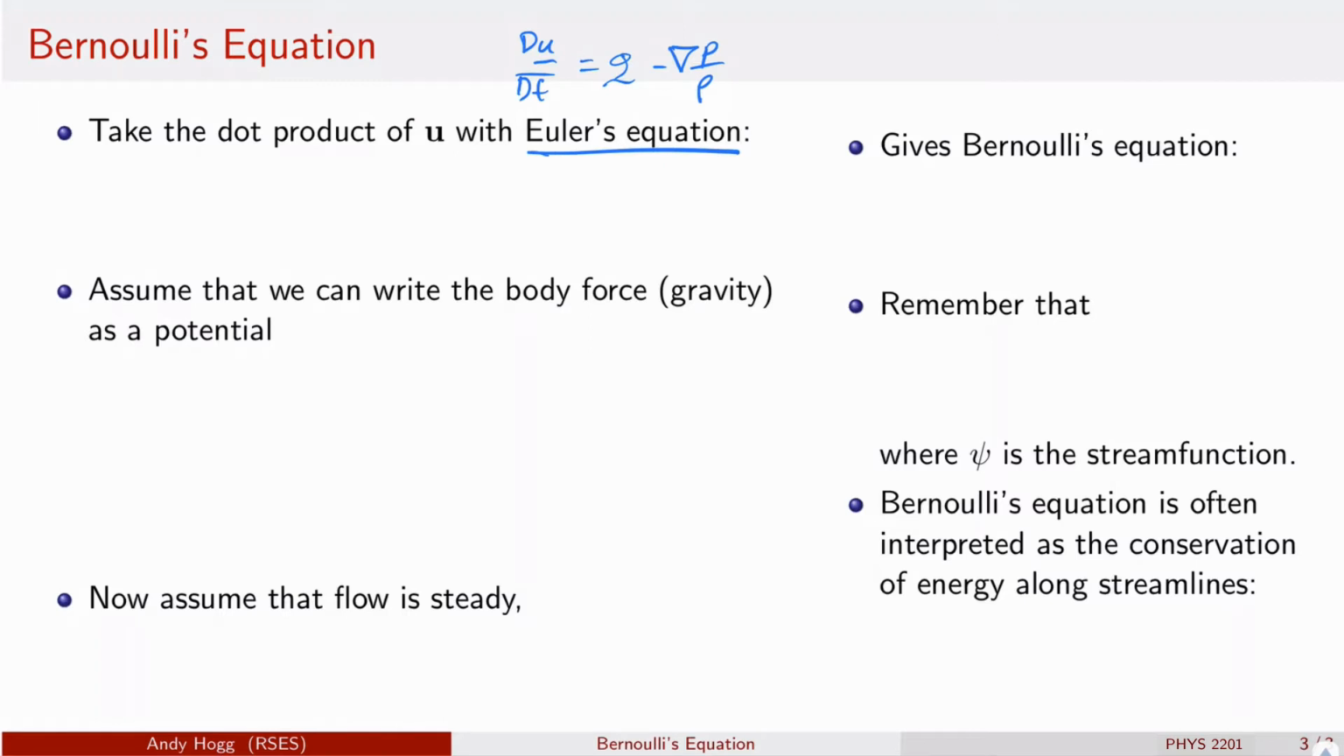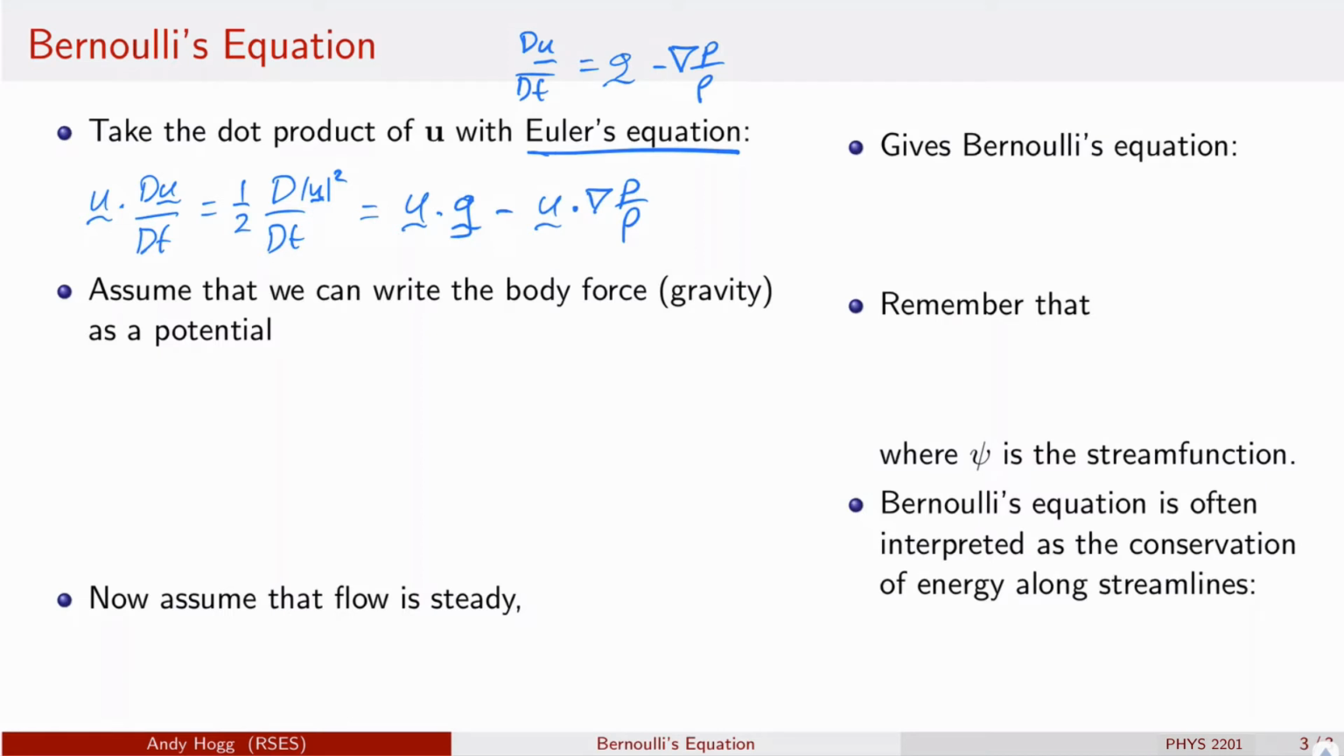u with each term in the equation. So taking the dot product really gives us an energy equation. On the left hand side we take u times capital Du/Dt, and if we bring this u inside the derivative here, we just end up with half d/dt of u squared. On the right hand side we have u dotted with gravity minus u dotted with the pressure gradient.